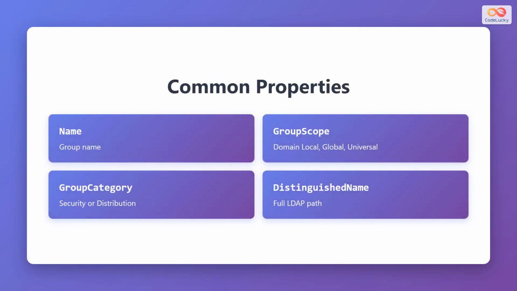When you retrieve a group using Get-ADGroup, several common properties are returned by default. The Name property contains the group's display name. GroupScope indicates whether the group is domain local, global, or universal, which determines where the group can be used and what members it can contain. GroupCategory tells you whether it's a security group used for permissions or a distribution group used for email lists. The DistinguishedName property provides the full LDAP path to the group object in Active Directory, which uniquely identifies its location in the directory tree.